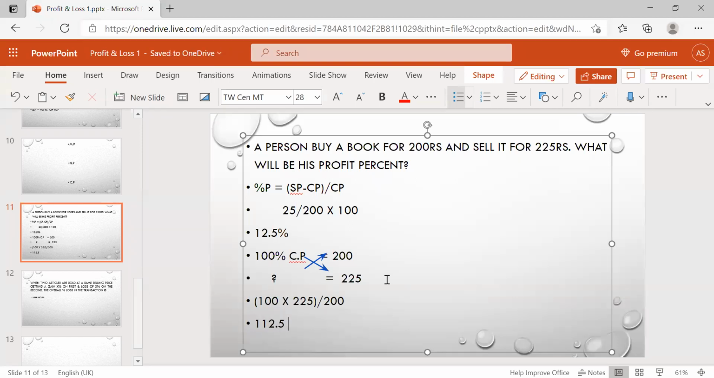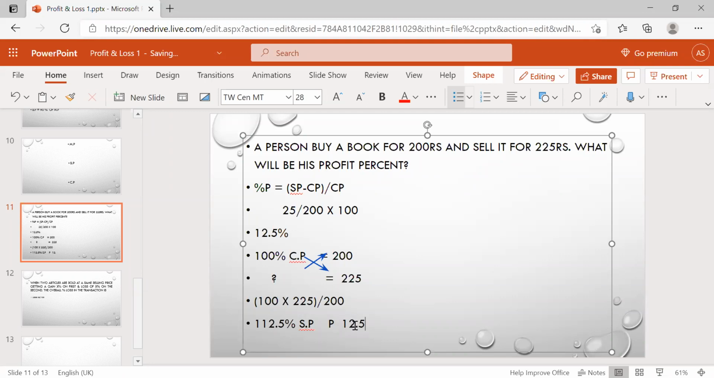it is nothing but 112.5. So this is nothing but the selling price percent. This is selling price. See here. So 100% of cost price is 200 and now I got selling price. This 225 is nothing but 112.5. So 100% is cost price and selling price is nothing but 112.5. So profit percentage is nothing but 112.5 minus 100. So 12.5.